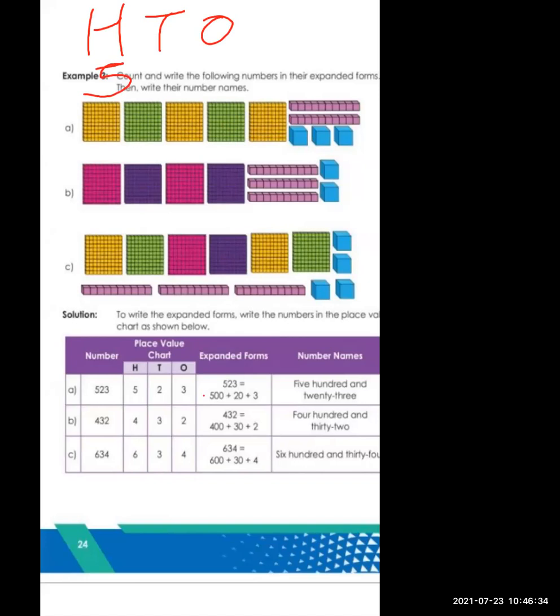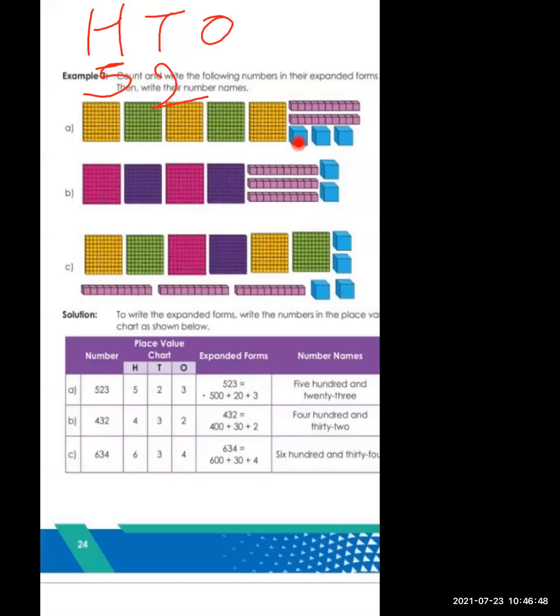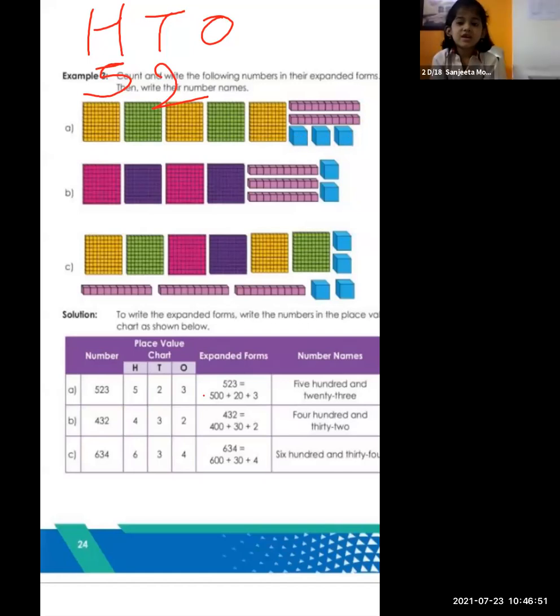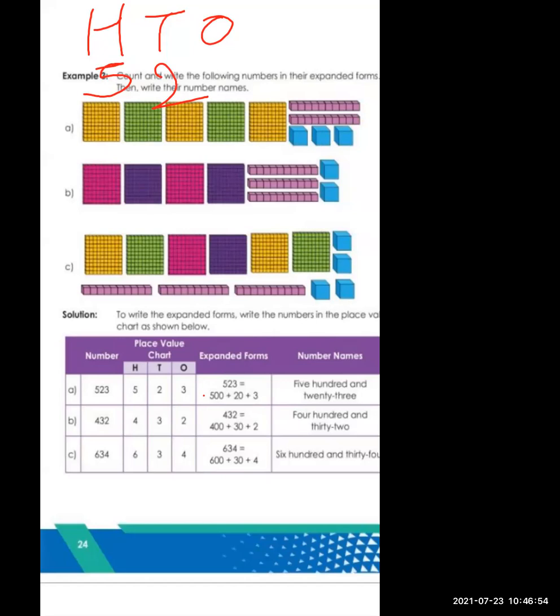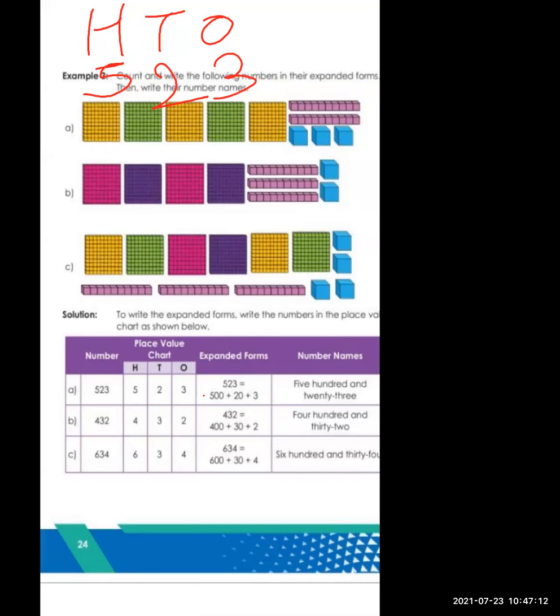5 hundreds are there. Then next we can see how many tens are there. So these are the tens. 1, 2. So 2 tens are there. And how many ones are there? Just count. 1, 2, 3. So 3 ones. So what number do we get over here? 500, 2 tens, 3 ones. Correct. So this is 523.